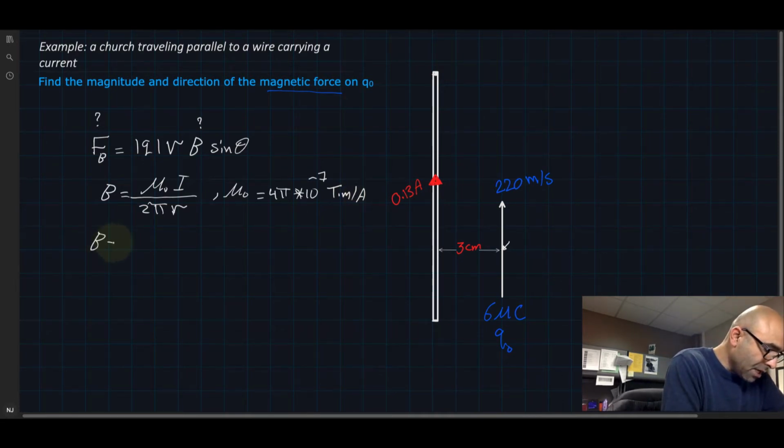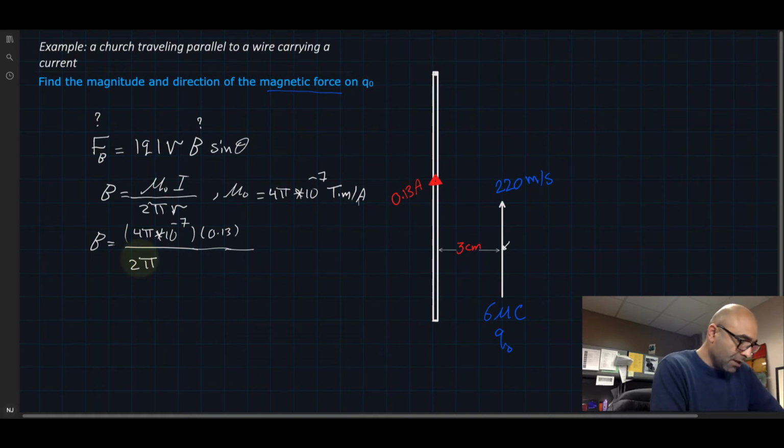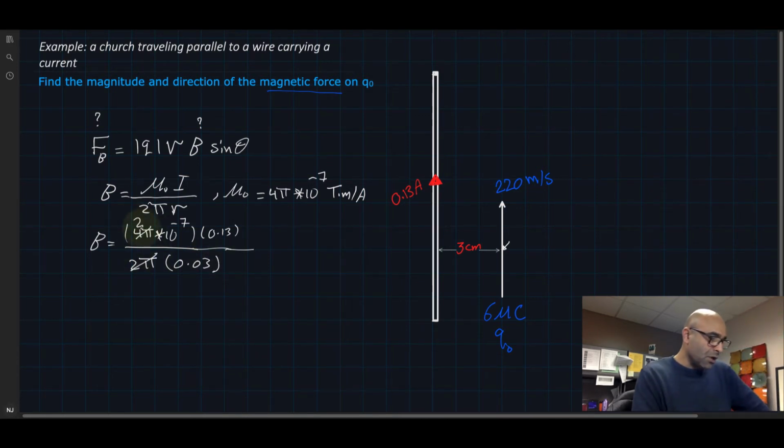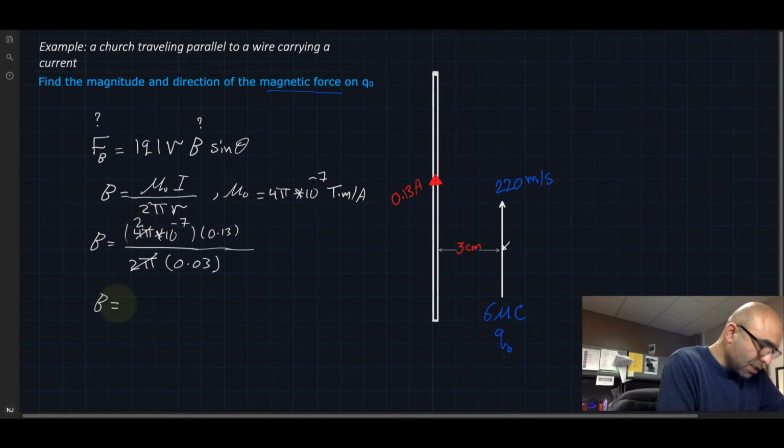So let's see, B is equal to mu naught, which is 4 pi times 10 to minus 7, multiplied by the current value, 0.13, divided by 2 pi. I'm going to leave that as it is now. And r is 3 centimeters, which is 0.03 meters. Now 2 pi with 4 pi remains 2. Doing this calculation we get the magnetic field to be equal to 8.67 times 10 to minus 7 Tesla.